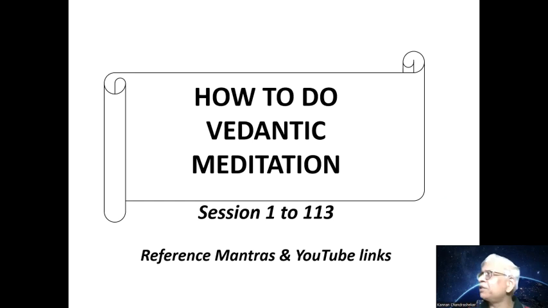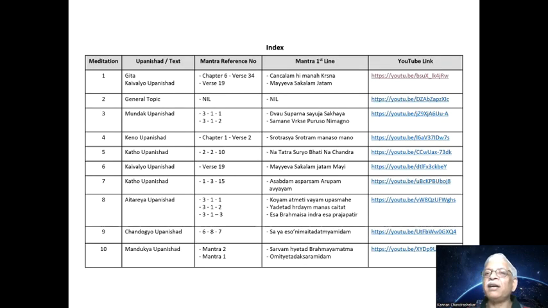I have started this, generally one session of meditation a week. So 130 weeks means 2 years ago, I started meditation sessions. Now this note here tells you the first session, what did I take, and what is the mantra which I took from the Upanishad? Suppose I didn't take a mantra, I have kept it as blank. This is a summary of all the 112 meditation sessions which I have taken.